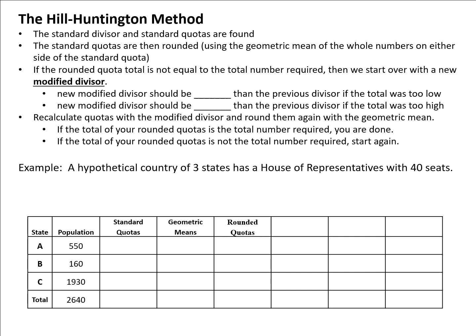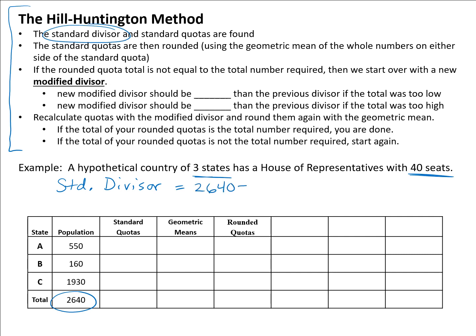All right, so let's see that in practice. I've got the rules for the Hill-Huntington method here in bullets, but let's talk about a hypothetical country of 3 states with 40 seats in their Congress or their House of Representatives. So again, we're going to take the total population to find the standard divisor, and I'm going to abbreviate standard divisor this time. So standard divisor is the first thing I'm calculating, is equal to 2,640 divided by 40.